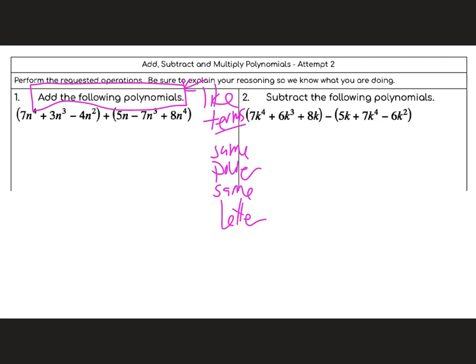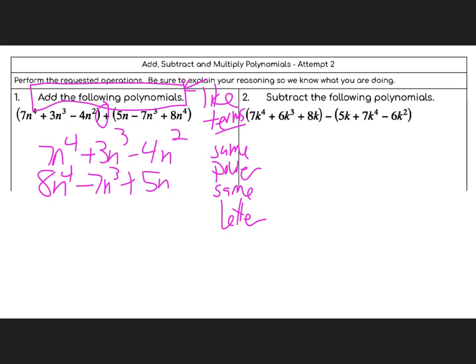So let's see, we have 7n to the 4th plus 3. I like some of you put that in standard form, which is a good idea. That would be highest to lowest exponent. So to do that first, we're adding. So let's line things up. We have an 8n to the 4th, and we have a minus 7n cubed, and we have a plus 5n. Oh, those aren't like terms. So we have no n squareds for this little one, and then plus 5n.